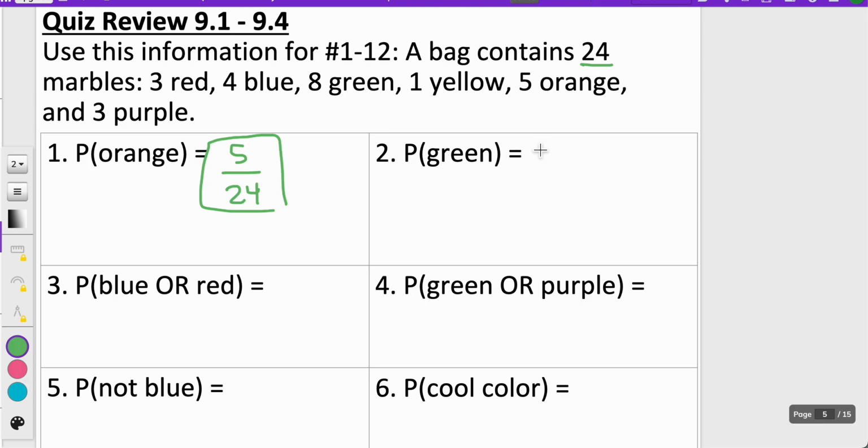2, the probability of green. There are 8 green out of 24, and that can be simplified. If I divide both of those by 8, I get 1/3.